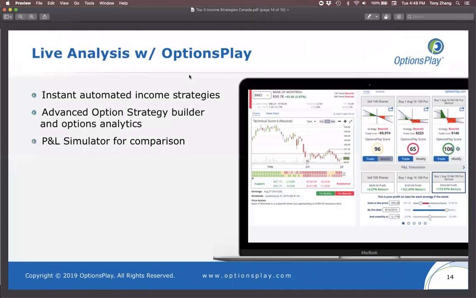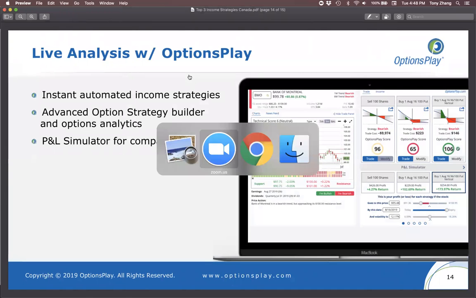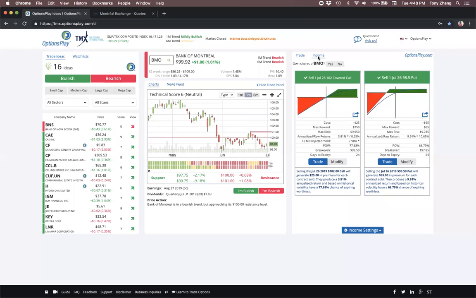So with that, what I want to do is jump over to OptionsPlay. I want to take a few minutes and show you some of the tools that are available to you, and how easy it is to utilize these tools to quickly find opportunities to generate income.